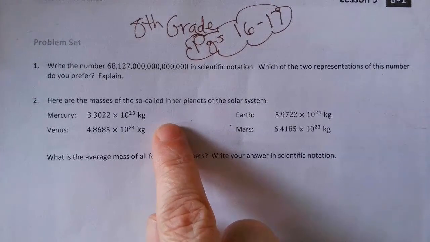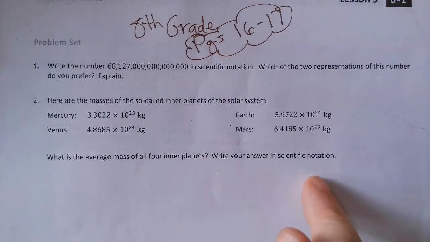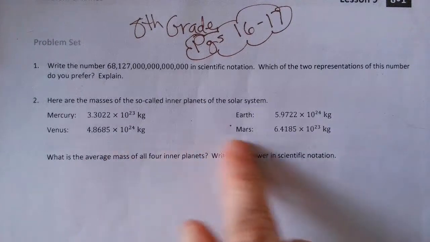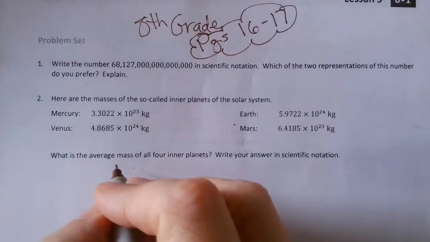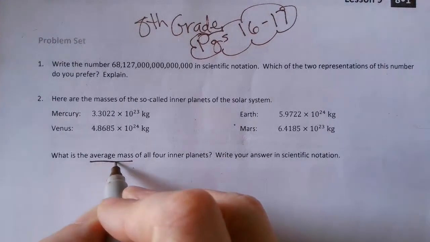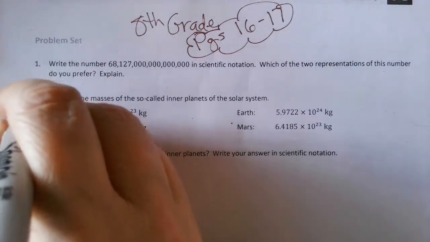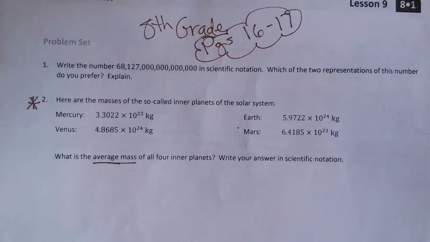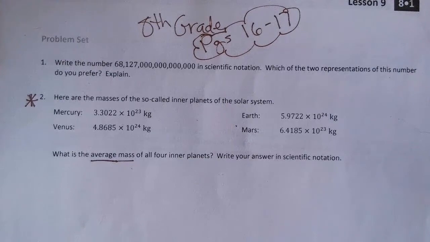This next one says, what is the average mass of all four inner planets? Write your answer in scientific notation. And they give you these planets. We talked about this yesterday, that the goal of this lesson was to be able to write things in scientific notation. The goal of this lesson is really not about maths or calculating averages. So if you can do this based on what we've learned already, awesome. If not, this is a challenge problem, and I challenge you to see if you can figure this one out, and I will give you the answers when you come back to class.